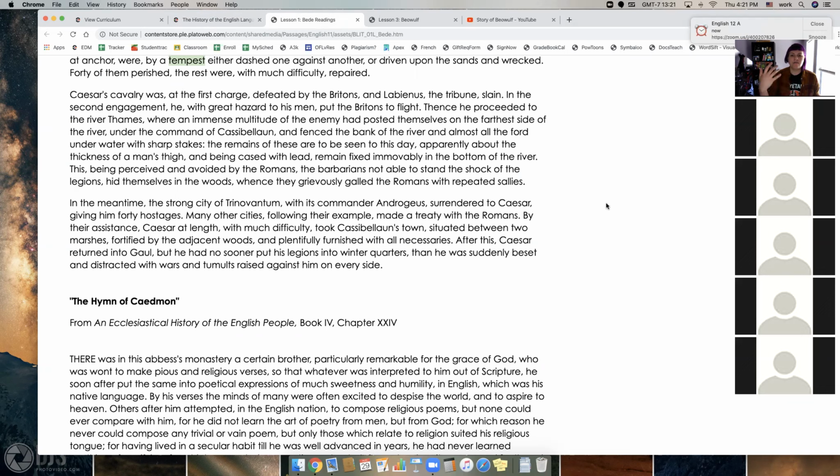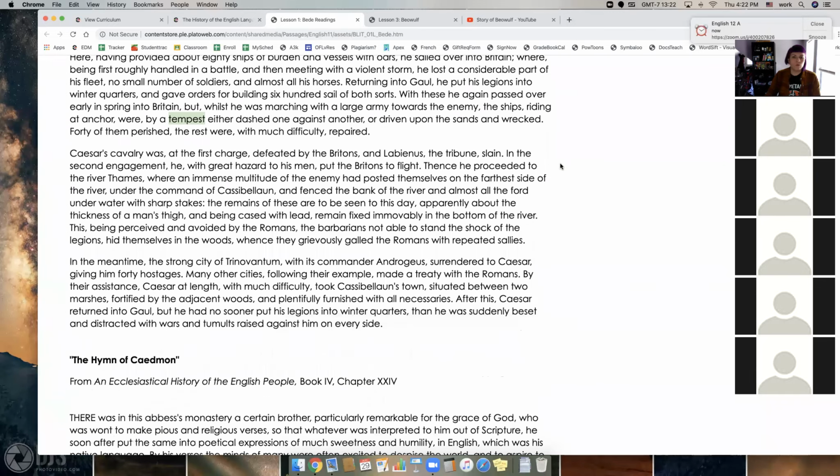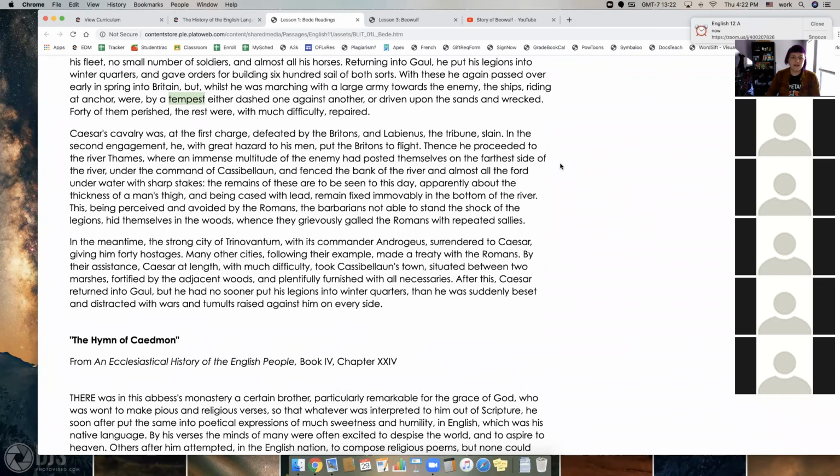It's just going on to sort of describe like the remains of what's going on here. The remains of these are still to be seen to this day, but apparently about the thickness of man's side. Like, they're not good. They're difficult. Things aren't going well. How is Caesar described? You know, we're just looking at those kind of things.